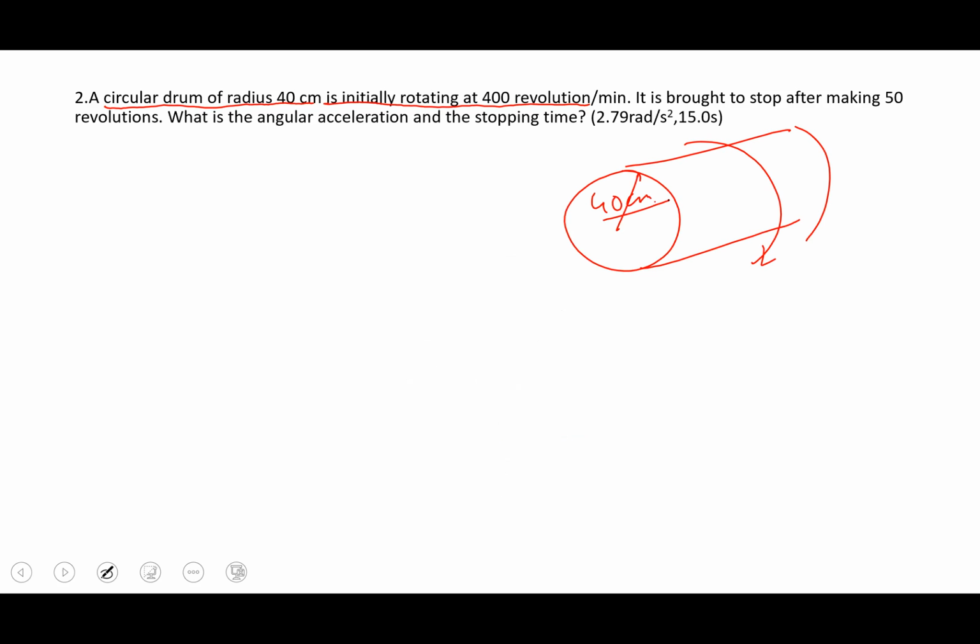case. Moving on to the next question: a circular drum of radius 40 centimeter is initially rotating at 400 revolutions per minute. That means there is a drum over here, just like this, and it is rotating, and it has a radius of 40 centimeter, rotating at 400 revolutions per minute, making 50 revolutions. That means how many turns it has made? It has made theta equal to 50 revolutions.